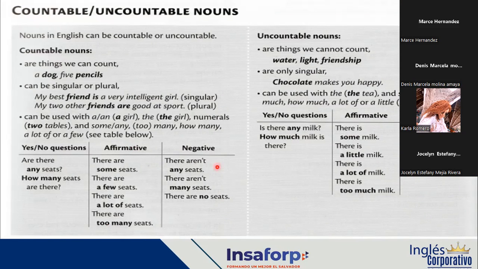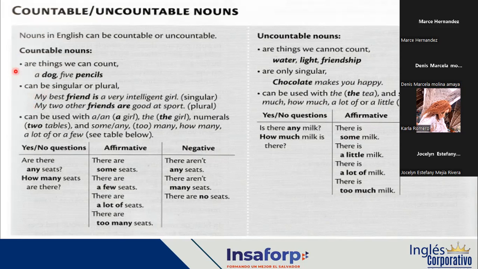So if there's a question with that, we're going to go to this part. So let me see Carla. Carla, help me reading from here until here. Countable and uncountable nouns. Nouns in English can be countable or uncountable. Countable nouns are things we can count. Five pencils can be singular or plural. My best friend is a very intelligent girl, singular. My two other friends are good at sport, plural. Okay, thank you very much.